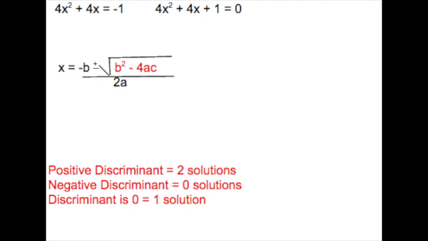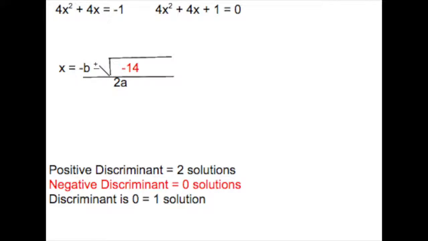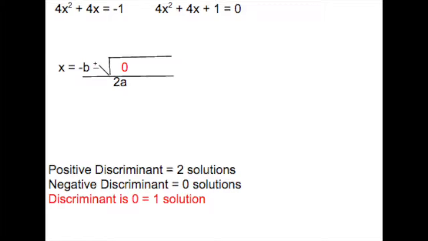So to recap, our discriminant is the b squared minus 4ac portion of the quadratic formula, and it will tell us how many solutions a quadratic equation has. If the discriminant is positive, there will be 2 solutions. If the discriminant is negative, there will be 0 solutions. And if the discriminant is 0, there will be one solution.